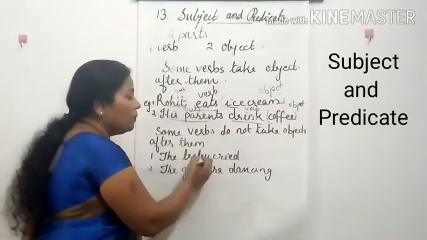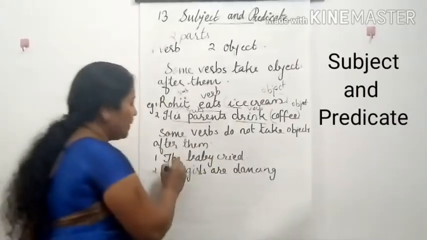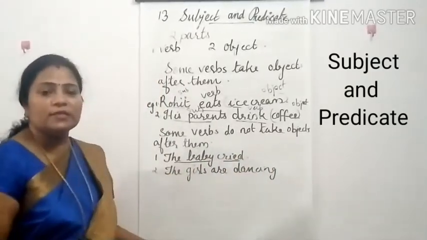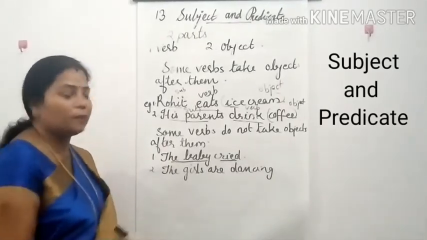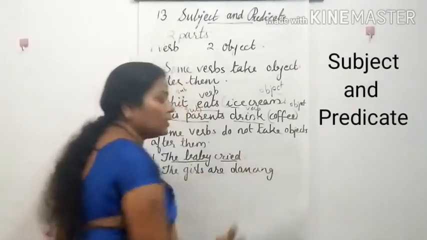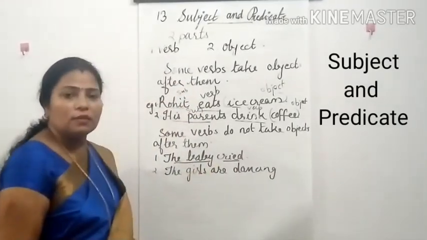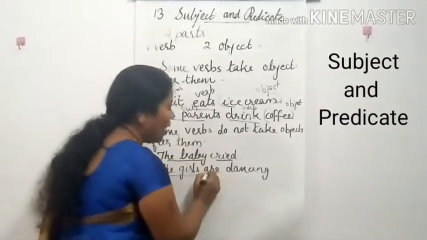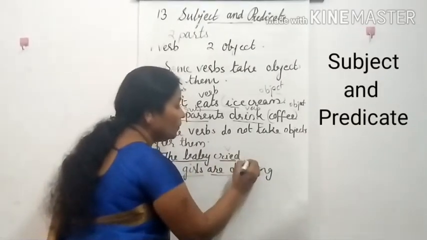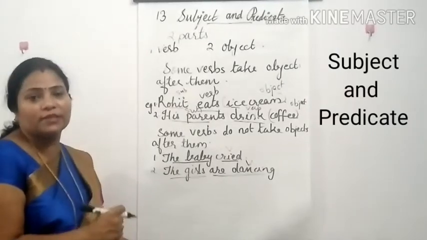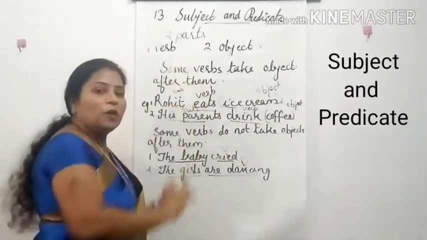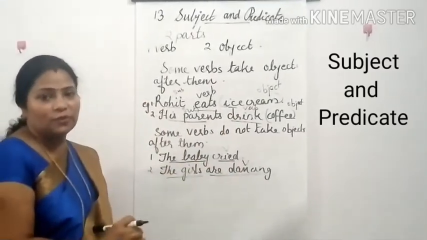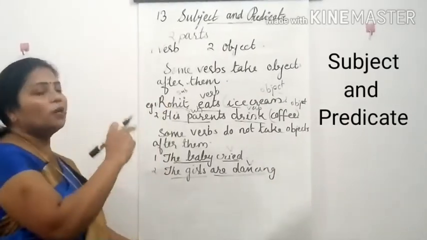See here, the baby cried. The baby is our subject. Cried is our verb. Is there an object in the sentence? No, we do not have an object over there. Here the girls are dancing. The girls is the subject. Are dancing is our verb. But in both these sentences there is no object. That's why I said that sometimes a verb will have an object and sometimes it will not have an object with it.